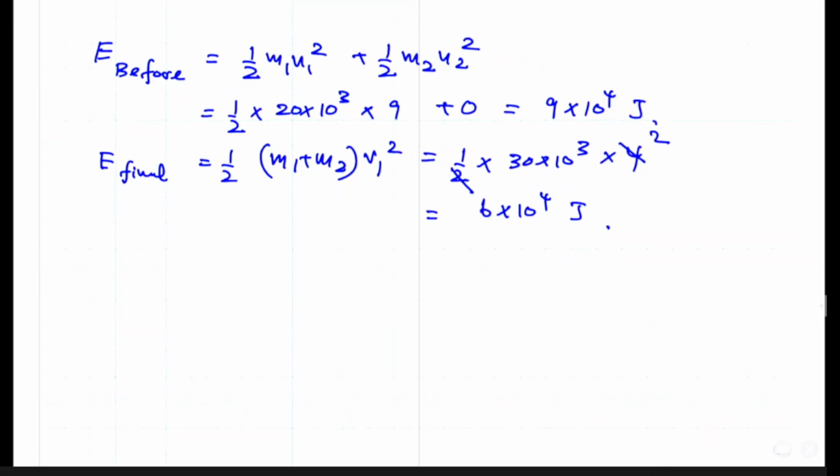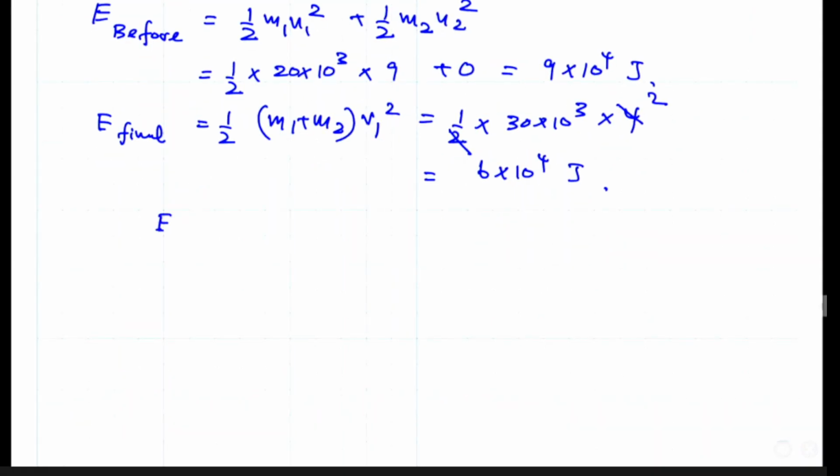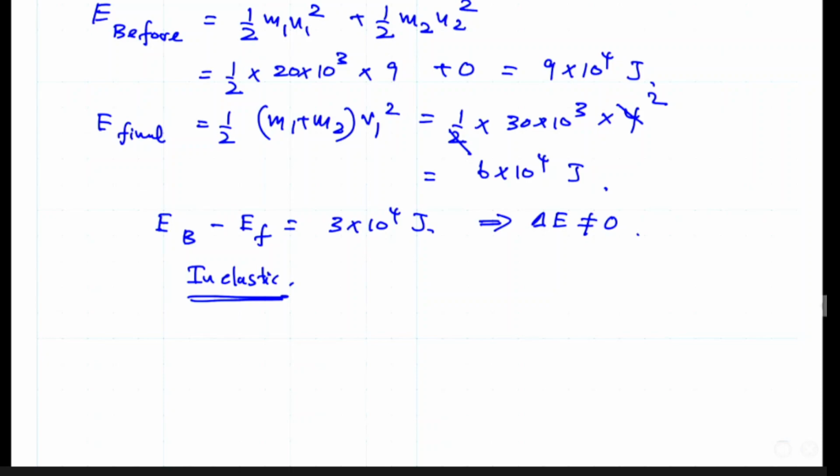Yeah. So now you can see E before minus E final is equal to 3 times 10 to the power 4 joule. So that means delta E is not equal to 0. So this should be inelastic then. That should be inelastic. Okay.